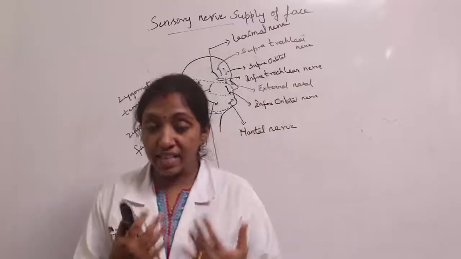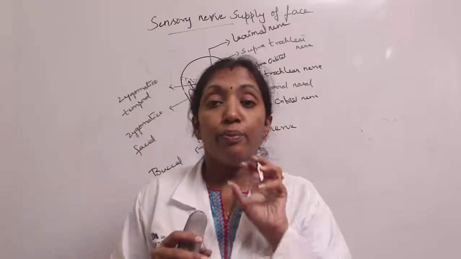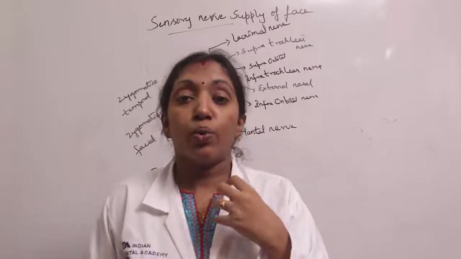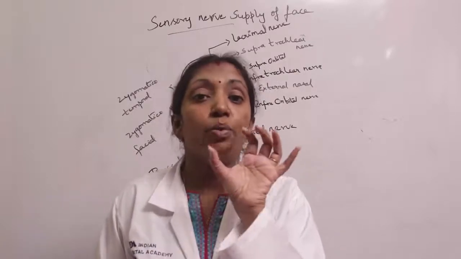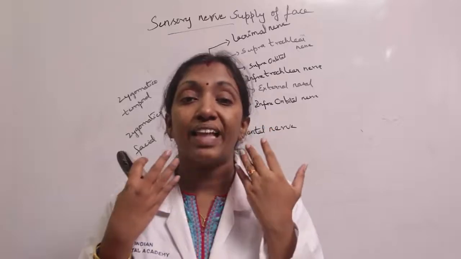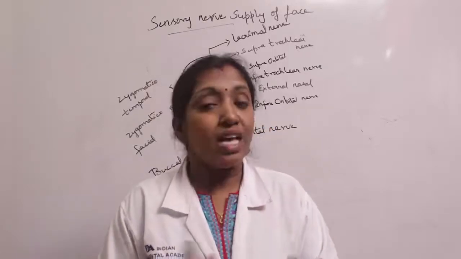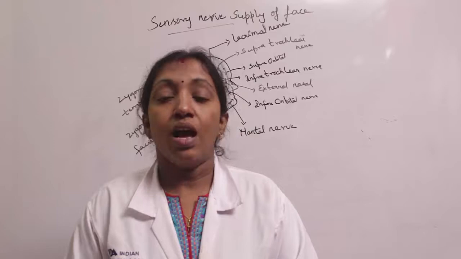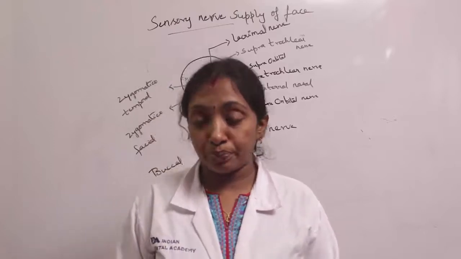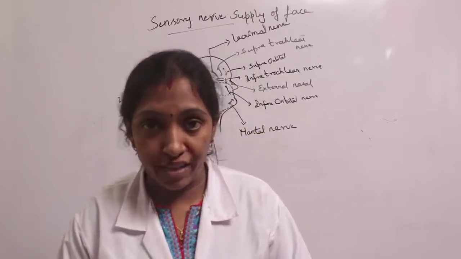And next, it blows the air forcibly between the lips. So we can blow the air forcibly between the lips by the action of the buccinator only. So that's about the buccinator muscle. And coming to the nerve supply of the face.